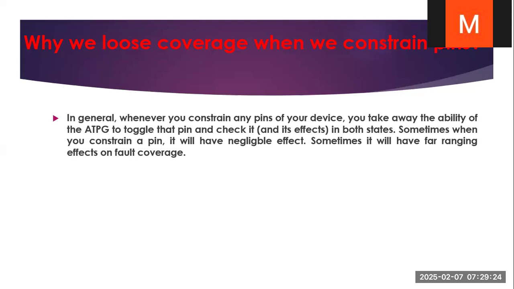Next question is, why do we lose coverage when we constrain a pin? It's very simple. When we constrain the pin to either 0 or 1, we can't toggle it. That is why we lose the coverage. So in general, whenever you constrain any pin of the device, you take away the ability of the ATPG to toggle that pin and check it in both states.